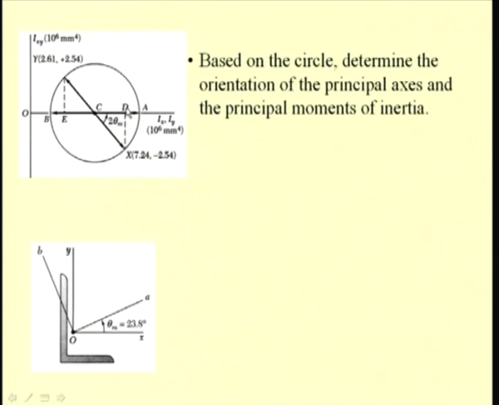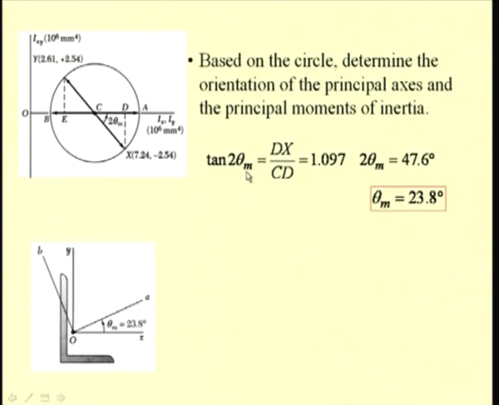Now, based on this circle, we find that points A and B are the points corresponding to the principal moments, and the axis has to be rotated by this angle, let us designate it as 2 theta m, in the counterclockwise direction in order to get the principal moments. So, if this is the axis Oxy, then we have to rotate half of this angle in the counterclockwise direction, that is theta m. Let us determine first this 2 theta m from this diagram in order to find theta m.